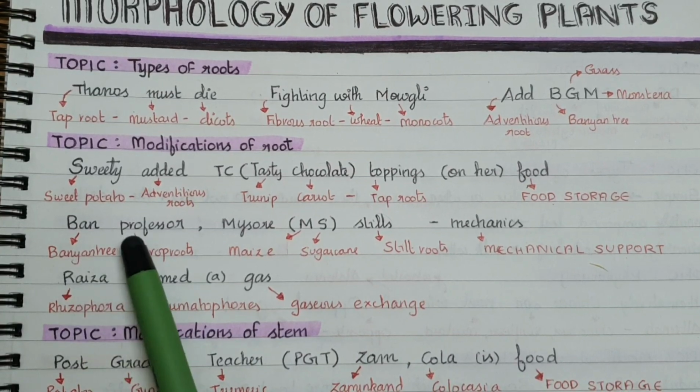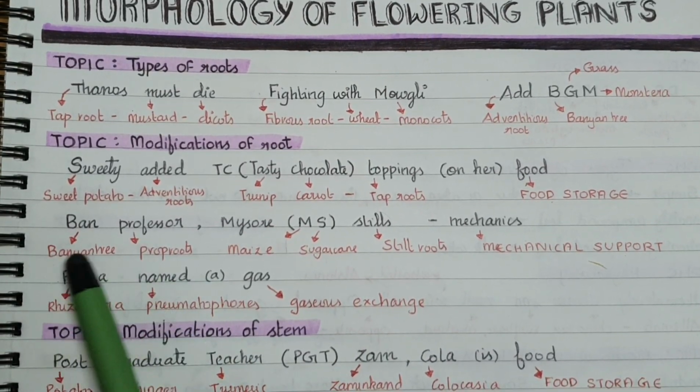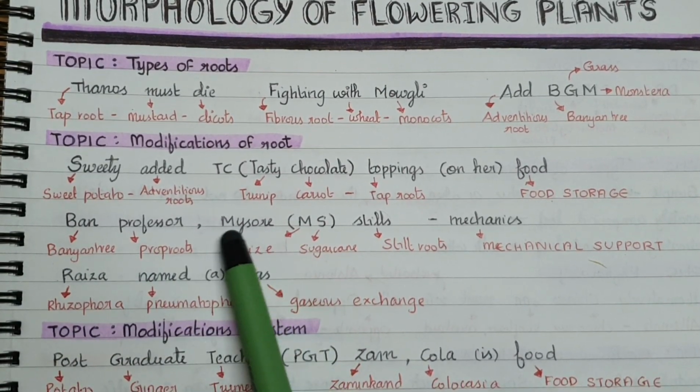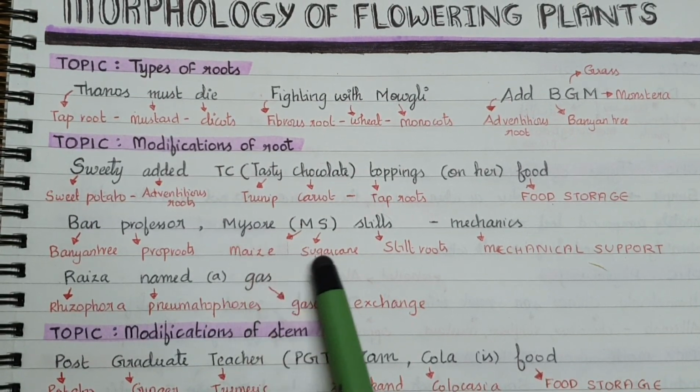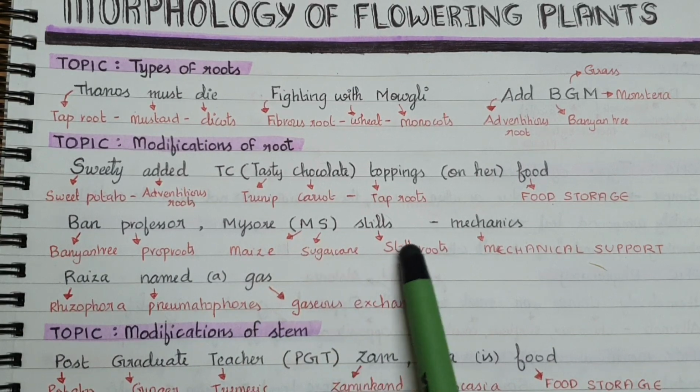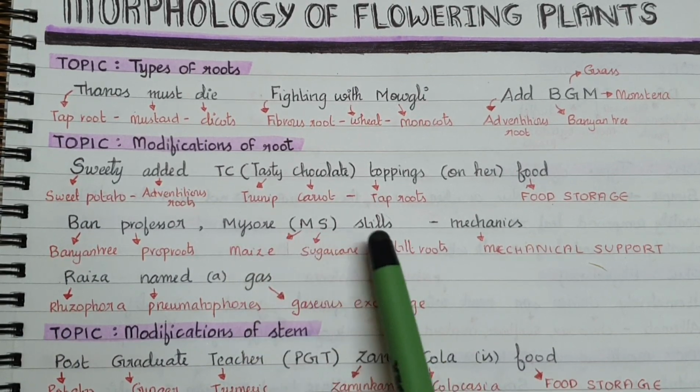Ban for banyan tree, professor for prop roots. So banyan tree have prop roots. Mysore, my that is maize, and sur, so s for sugarcane. So maize and sugarcane have still roots, that is Mysore stills.